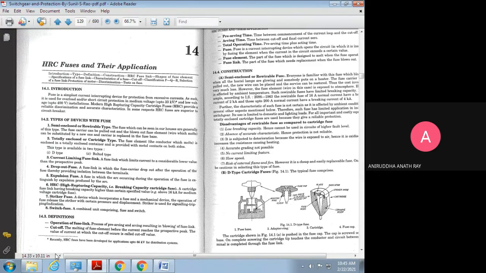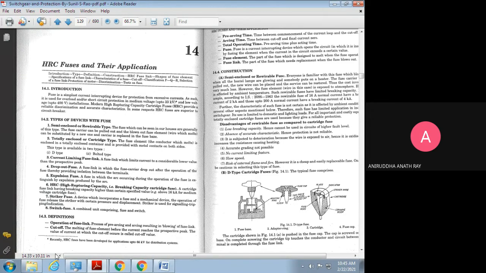Now basically, first let us try to understand what HRC fuses are. Again, you have to refer to SS Rao chapter number 14. Now again, a fuse is a simple current interrupting device for protection from excessive currents. You are already familiar with this term, fuse. It's a simple protective current interrupting device for protection from excessive currents.